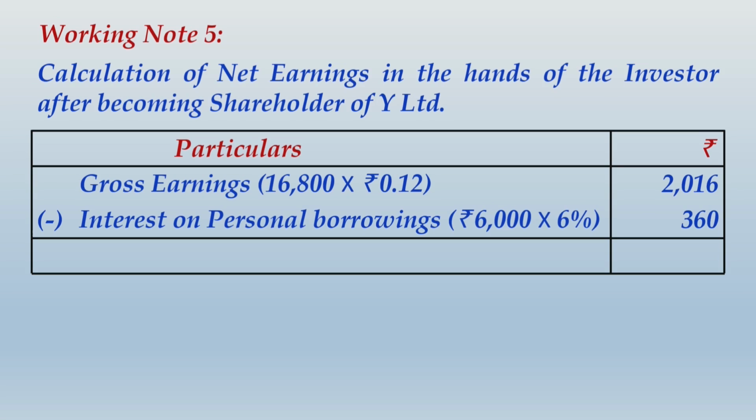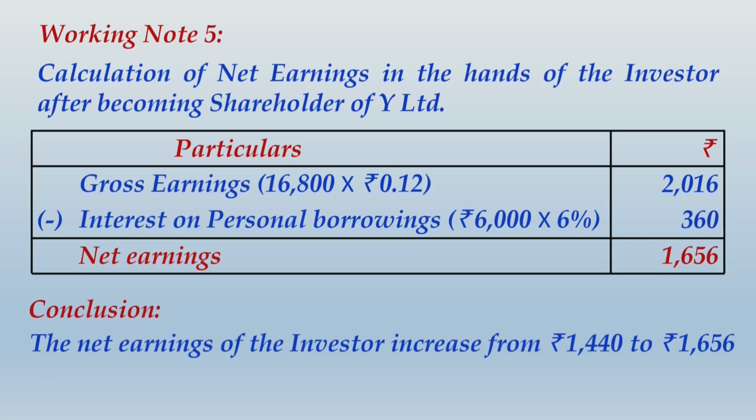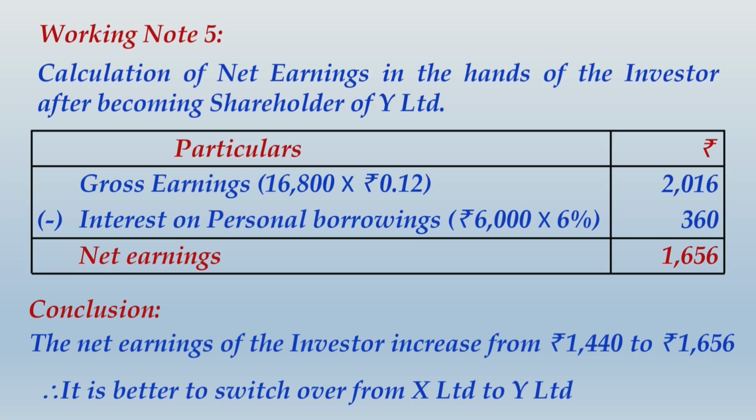From this gross earnings, this investor, because he has raised personal borrowings of 6,000 at interest rate of 6% per annum, the amount of interest will be 360. In spite of this, the net earnings what you get now is 1,656. Earlier in X company, this investor was earning 1,440. So conclusion will be the net earnings of the investor increases from 1,440 to 1,656. Therefore, it is better to switch over from X Limited to Y Limited. So please write up this whole thing, and that will be end of the solution.